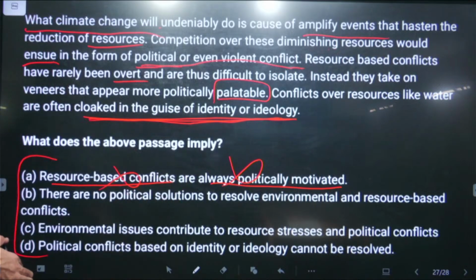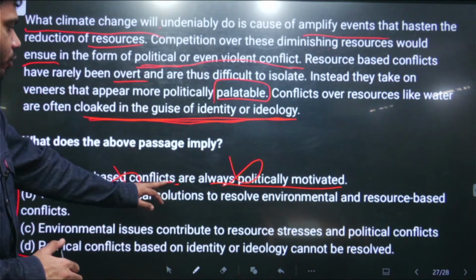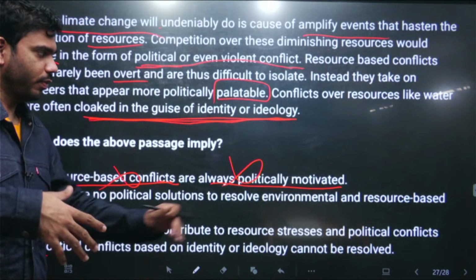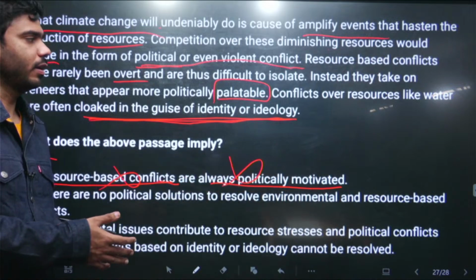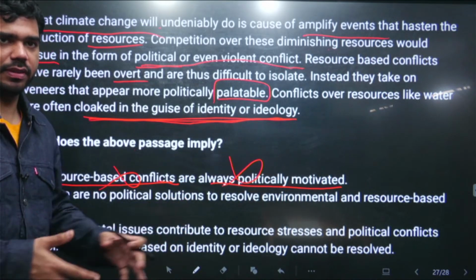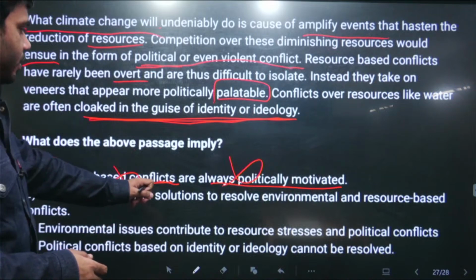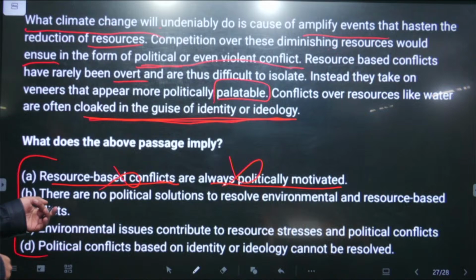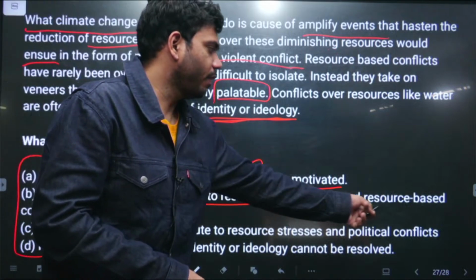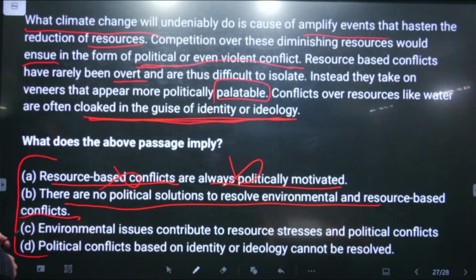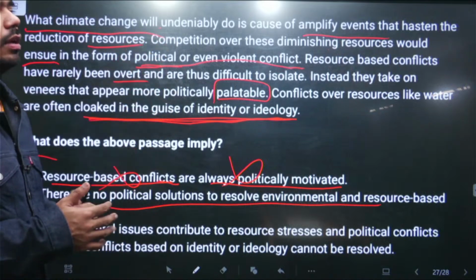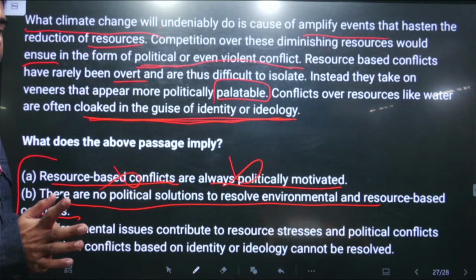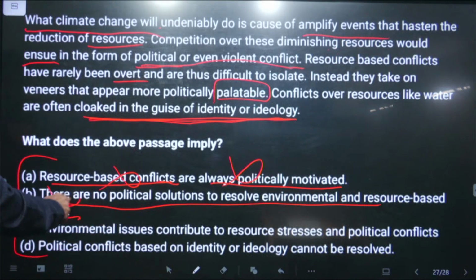In the paragraph what they are saying is that resource based conflicts are there, and they are being mixed with politically motivated things or political or violent conflicts. It is not said that these resource based conflicts are because of political motivation. And second, it says there is no political solution to resolve environmental and resource based conflict. In the complete paragraph, there is nothing about how to solve this. Nothing on solutions has come up, right? So the second option is wrong.